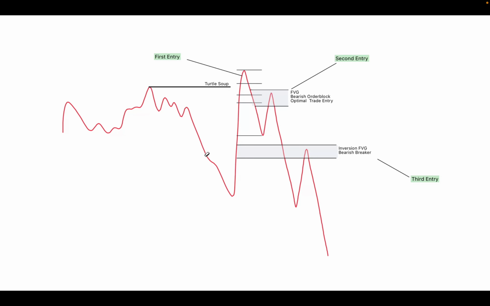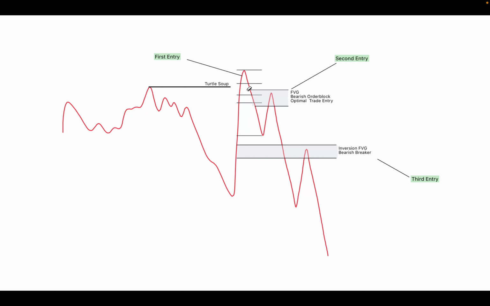Now our first entry is price takes out this total soup, then we sell, retracement into a fair value gap, breaker block, a bearish order block or an optimal trade entry, then we sell, then we trace back into the fair value gap, then we sell again. So our first entry is the total soup, our second entry is the fair value gap, optimal trade entry or bearish order block. So over here we would have a bearish order block, optimal trade entry.